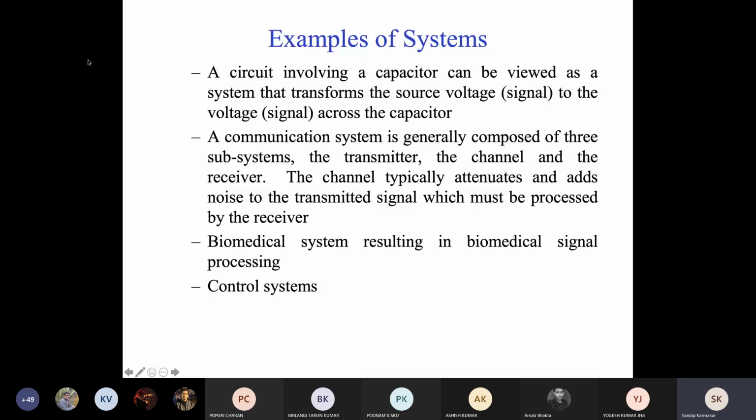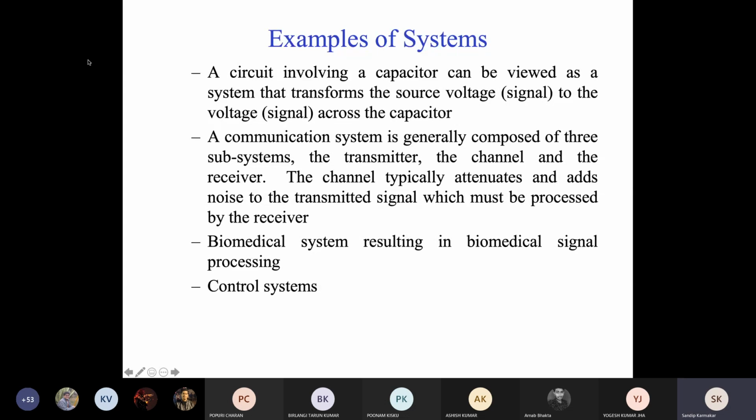Examples of systems: a circuit involving a capacitor can be viewed as a system that transforms the source voltage signal to the voltage across the capacitor. Okay, I think you can understand this. This is a simple thing.